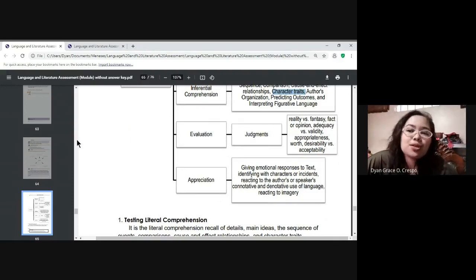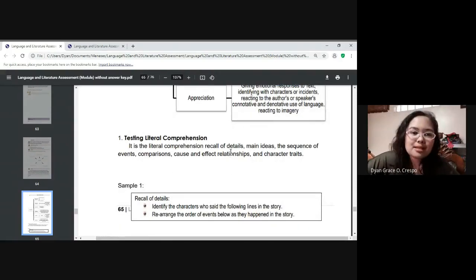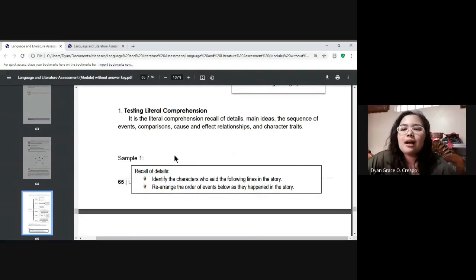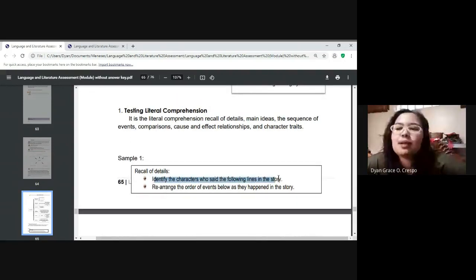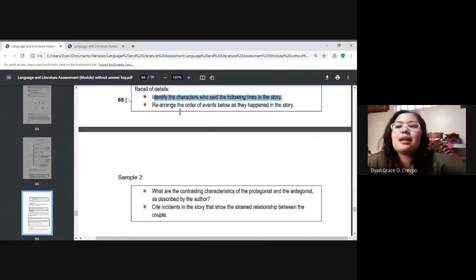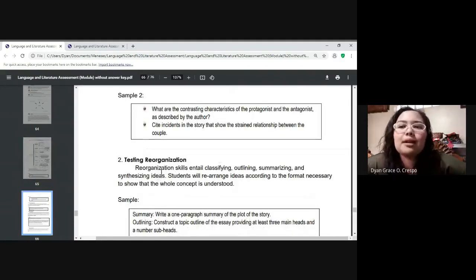The culture, nandun. So, here are some different sample tests in literal comprehension. One, identify characters who said the following. You will identify the characters who said the following in the stories. Rearrange the order of events. Okay, so testing comprehension yan. Pero pag reorganization naman, sample, write one paragraph. Outline, construct a topic outline, for example, yun.